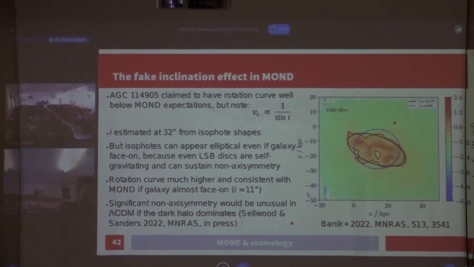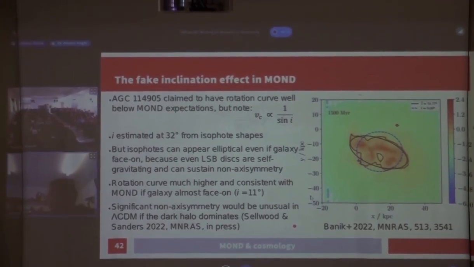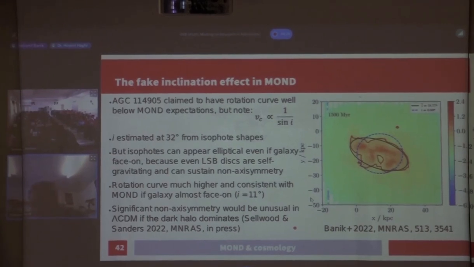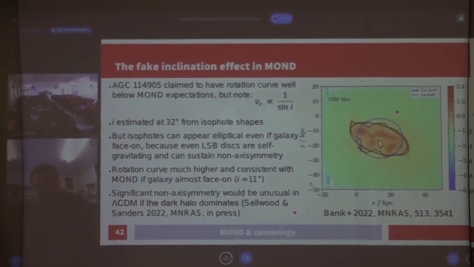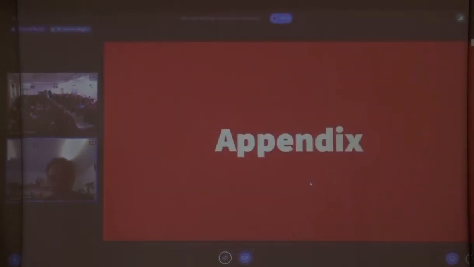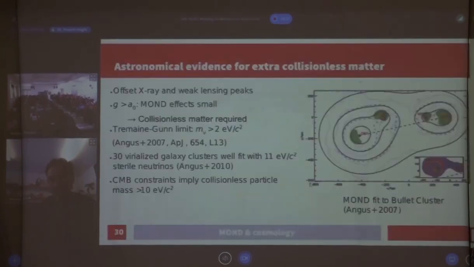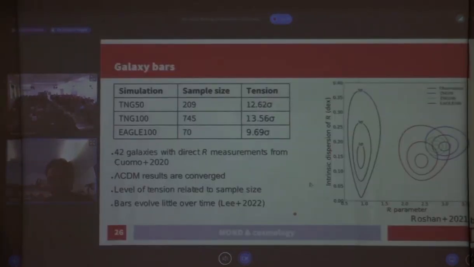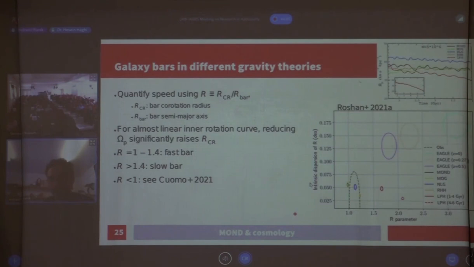Yesterday after Tahir's talk, she showed that the bar speed from observation is inconsistent with N-body simulation results. In the conclusion, I think she showed that MOND can explain the bar speed. So is it based on N-body simulation or just what we expect from lower dynamical friction in MOND?